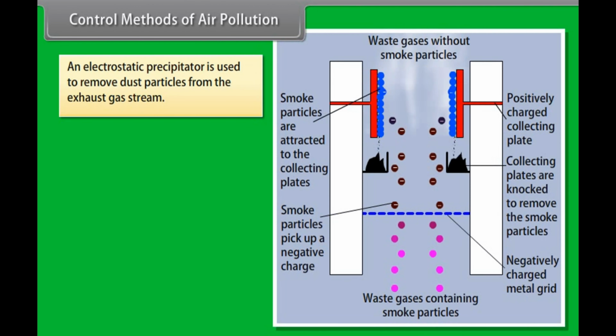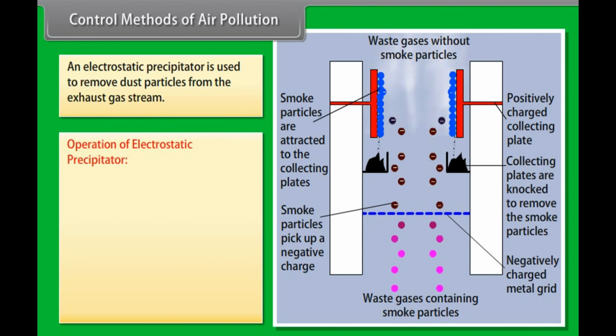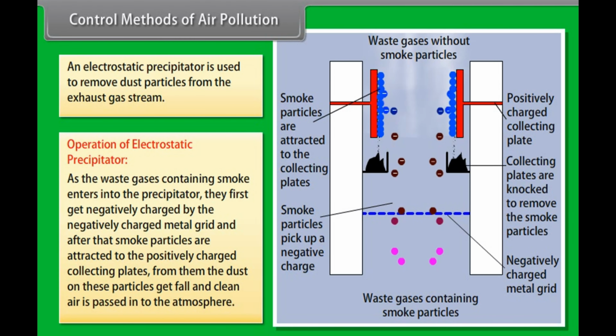Control methods of air pollution. An electrostatic precipitator is used to remove dust particles from the exhaust gas stream. Operation of electrostatic precipitator. As the waste gases containing smoke enter the precipitator, they first get negatively charged by the negatively charged metal grid, and after that, smoke particles are attracted to the positively charged collecting plates. From them, the dust on these particles falls, and clean air is passed into the atmosphere.